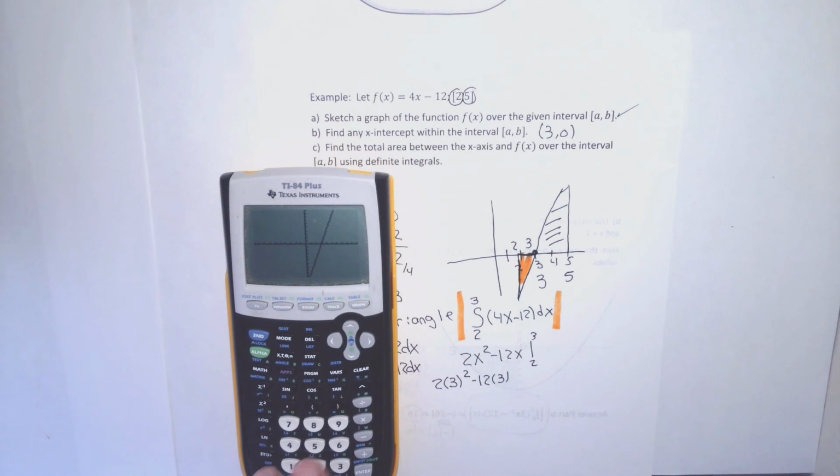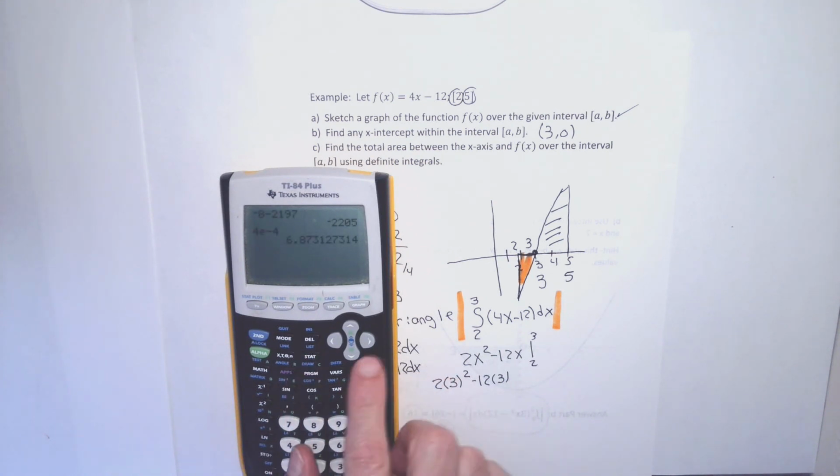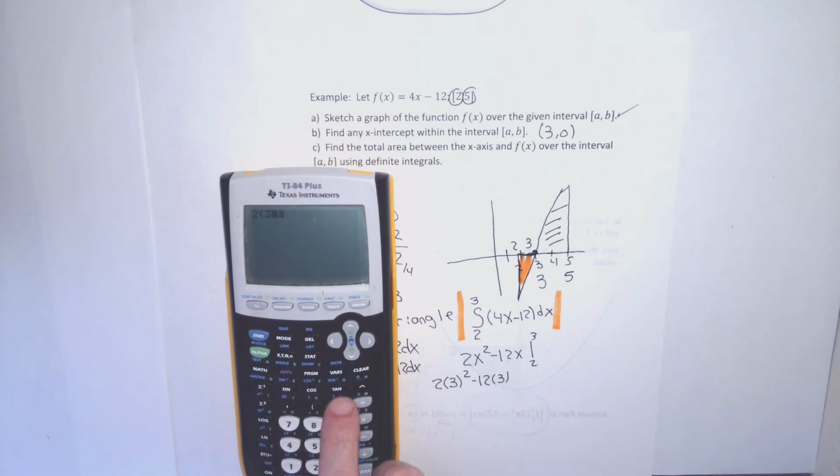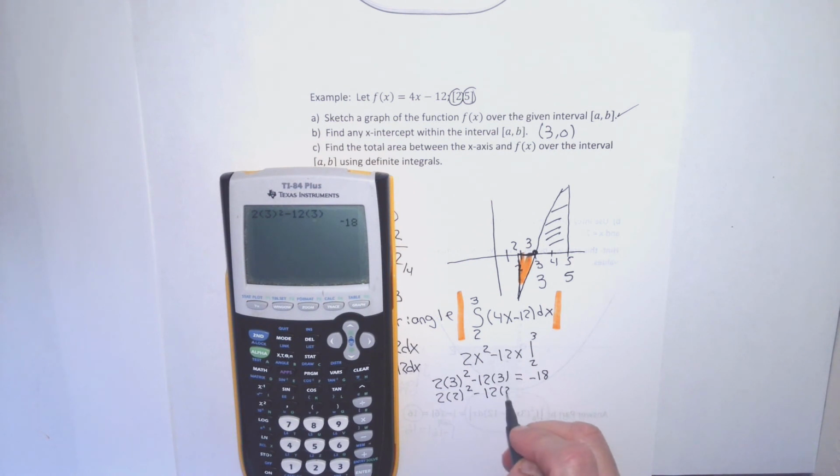I don't want to really mess up right now, so I'll do that on my calculator. So 2 times 3 squared minus 12 times 3. The upper number gives me a negative 18. And now I'll do the lower: 2 times 2 squared minus 12 times 2, which is minus 16.